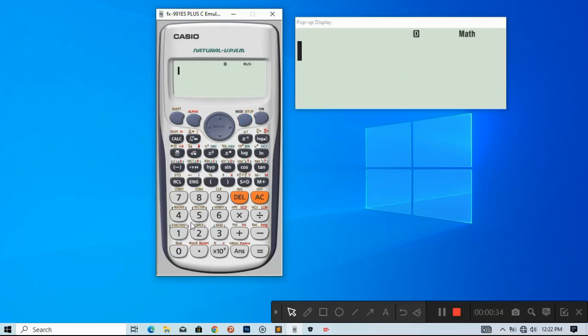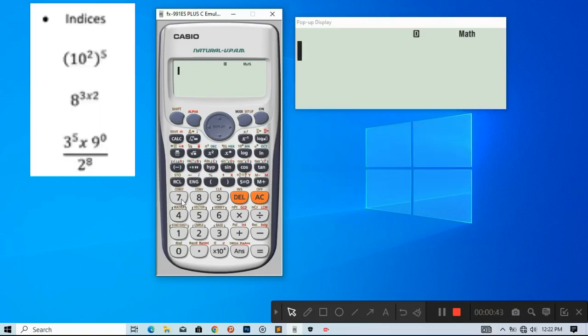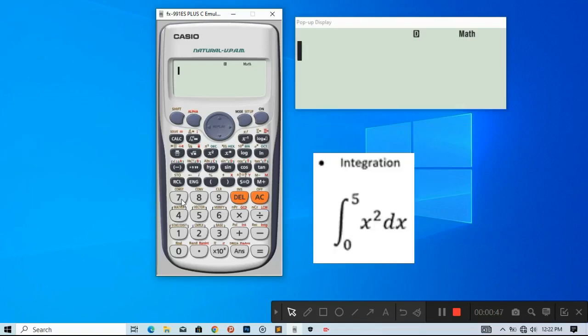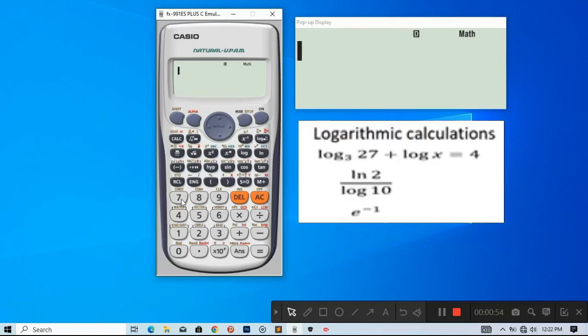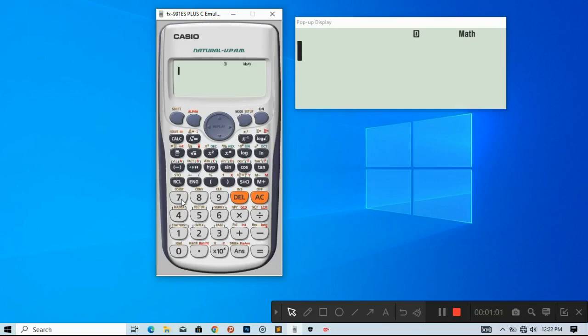So in this mode, various calculations including arithmetic operations, indices, trigonometric calculations, integration, differentiation, logarithmic calculations, linear equations in one variable can all be performed. So we'll start with the arithmetic operations.